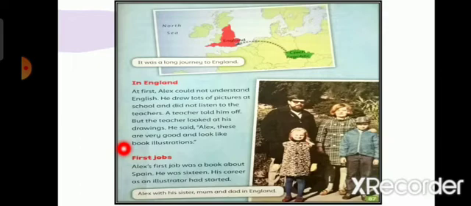First jobs. Alex's first job was a book about Spain. He was 16. His career as an illustrator had started. He was just 16 when he started his career as an illustrator. Here in this photograph, you can see Alex with his mom, dad, and sister. Alex with his sister, mom, and dad in England. Here they are in England.